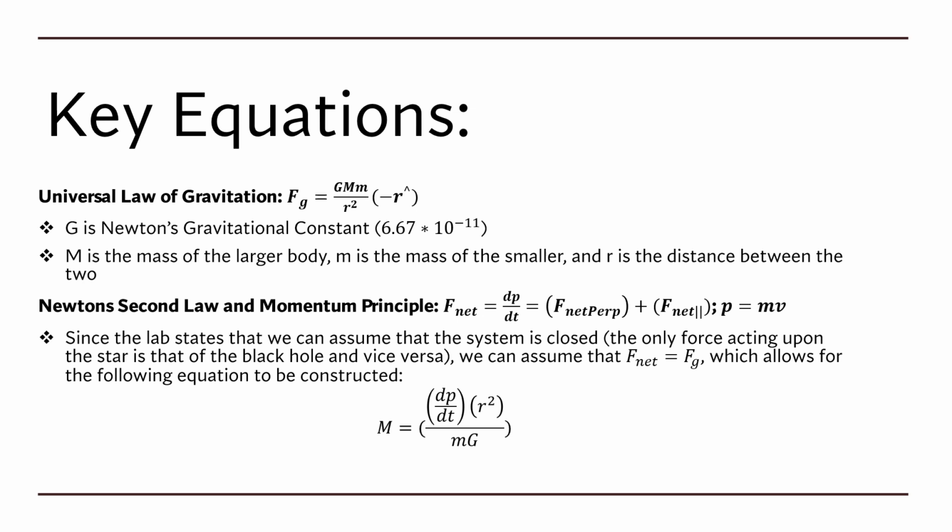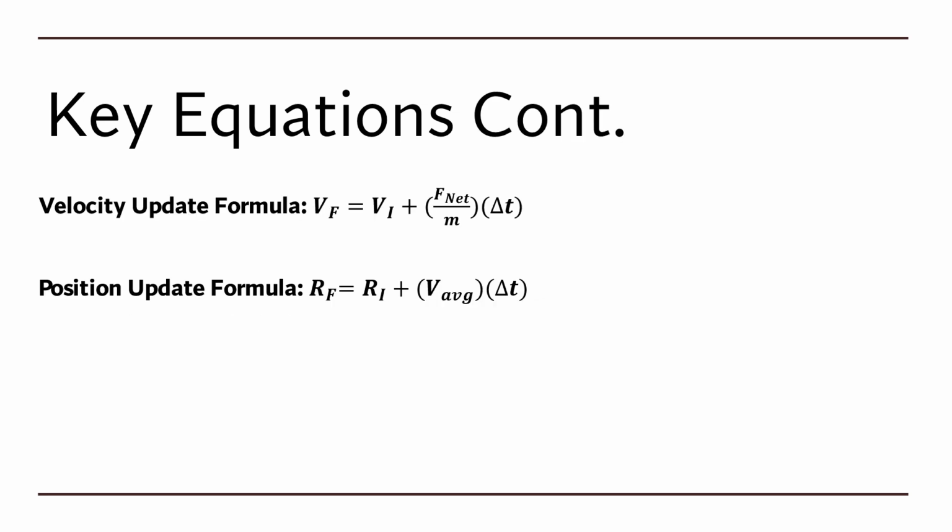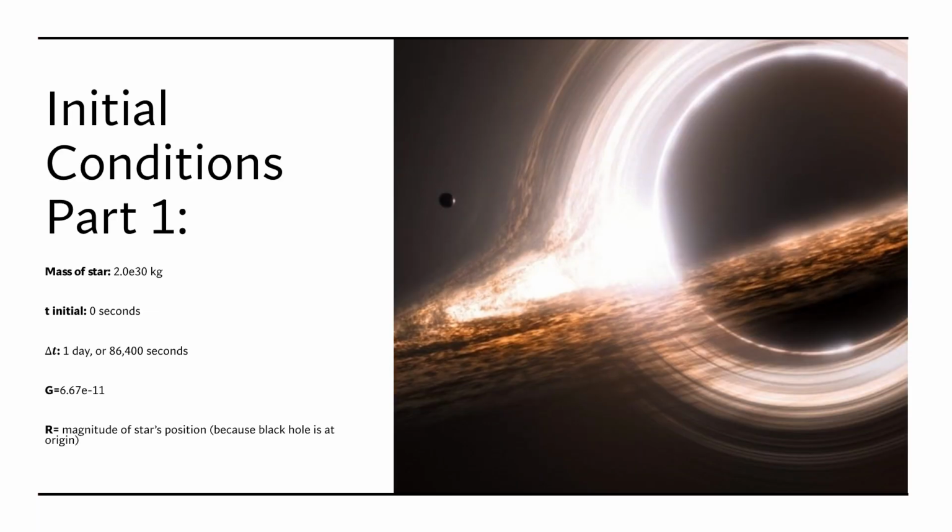Finally, to find the mass of the black hole, we need to set F net equal to dp over dt, and then solve for the uppercase M, in which case we get the mass of the black hole is equal to dp over dt times r squared over the mass of the star times the gravitational constant. Next, we have the velocity and position update formulas, which are used to calculate the initial velocity of the spaceship as it leaves the planet.